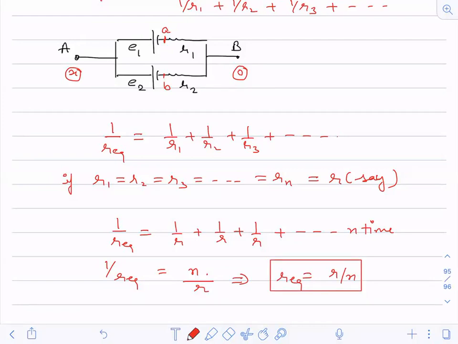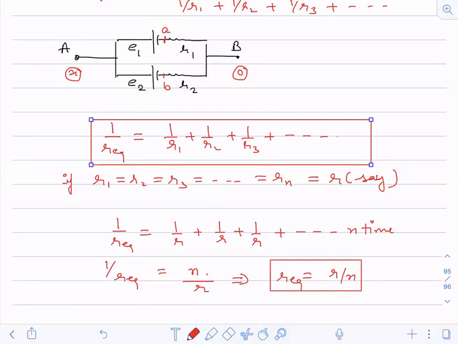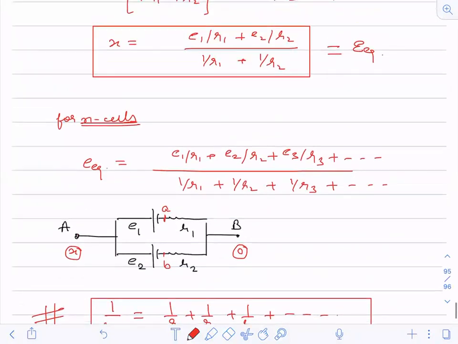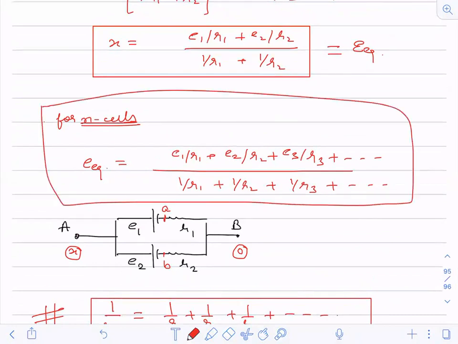Okay, so R equivalent becomes R by N. If they are not the same, if they are having different values, R1, R2, R3 up to Rn, this will be the result. If all the values are the same, this will be the result for equivalent resistance. For equivalent EMF, if you remember this result alone, that is more than enough.